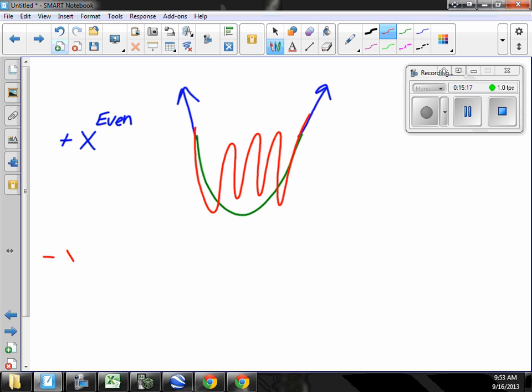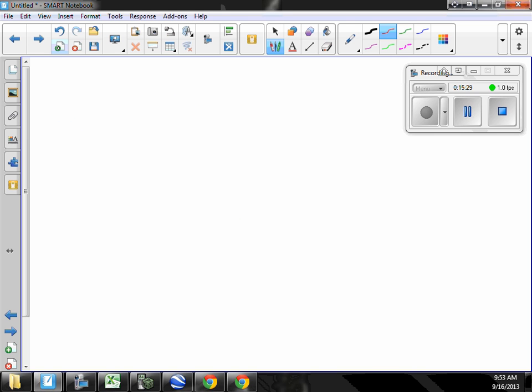If I have a negative x to an even, what would that look like? It would be down, and whatever happens in the middle happens. We're not sure. Okay? What about a positive x to an odd? Left side goes down, right side goes up, and whatever happens on the inside doesn't really matter. Everybody catching on to this? And then a negative x to an odd value. Left side's up, right side is down, and who knows what happens in the meantime.